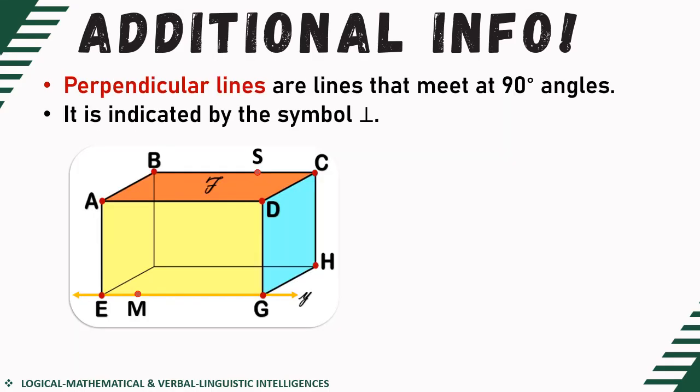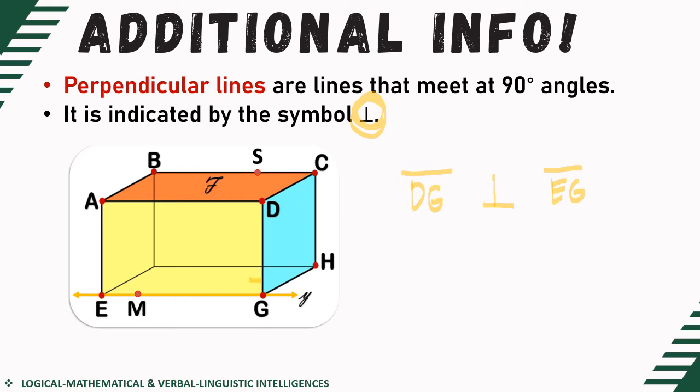Now, let's proceed with perpendicular lines. These are lines that meet at 90-degree angles. It is indicated by this symbol. Again, this is the symbol that we use to indicate perpendicularity. How are we going to use this symbol? For example, we have segment DG is perpendicular with segment EG. As easy as that.